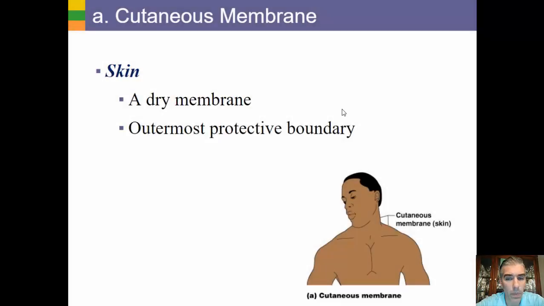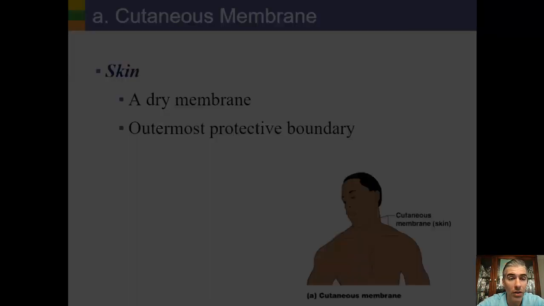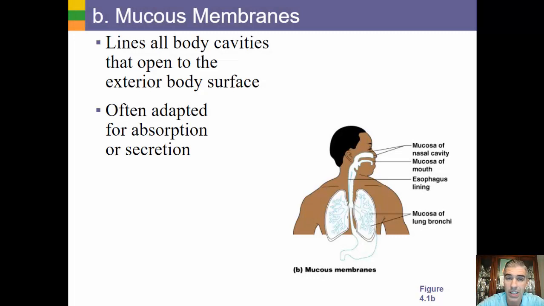So let's talk about skin. Skin is a dry membrane, obviously. It's the outermost protective part of your body. It helps protect you from things like infection and burns. It protects you from chemical damage, and all these things are super important. We'll get to those in a second.